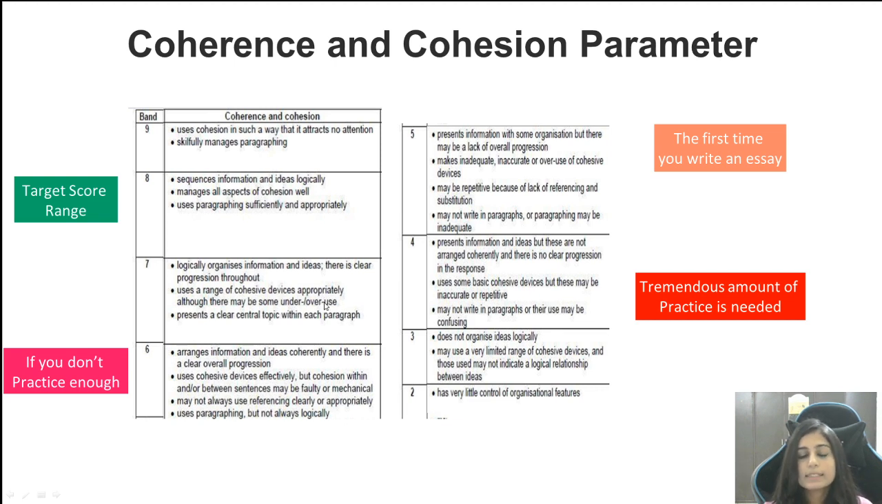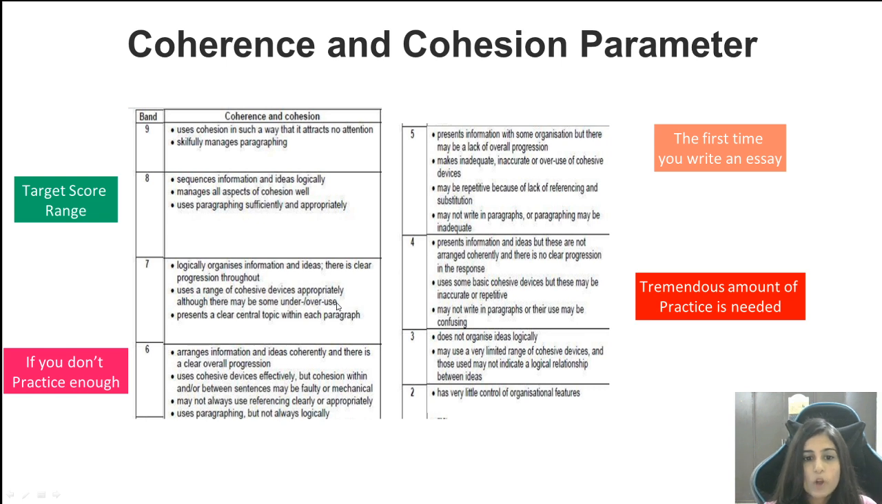So basically they're saying if you score a 7 band score in this particular parameter, then that is because you have mostly used cohesive devices or your connectors properly, but somewhere or the other you have overused it or you have underused it. So basically it is kind of gaining attention. So to avoid this attention, you have to avoid this part. There should be no underusage or overusage.